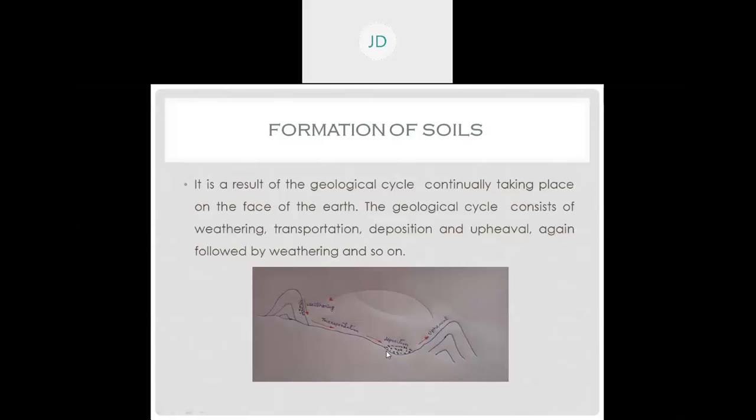Can you see the difference between transported soil and residual soil? Anyone please respond? Hello? Yes, sir. Yeah. Yes, sir. समझ में आ रहा है ना? जी, sir. Okay. So it's very basics and very simple.